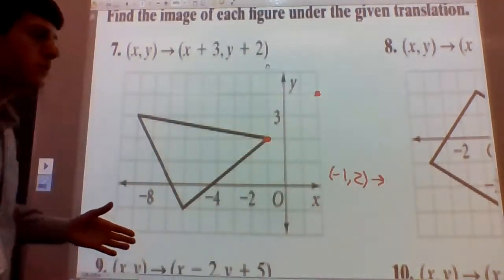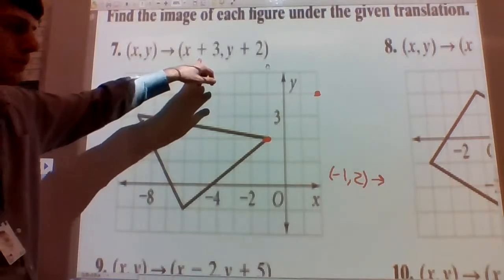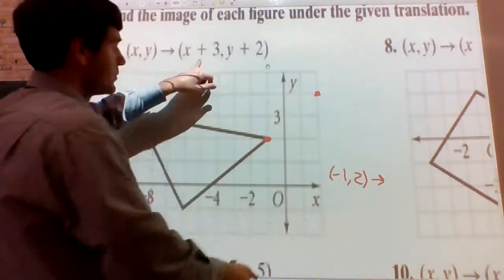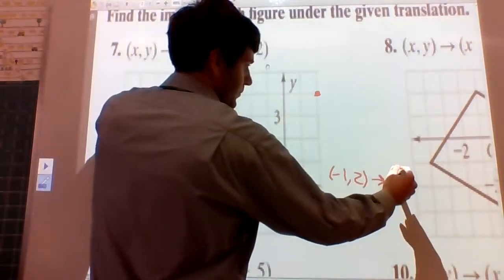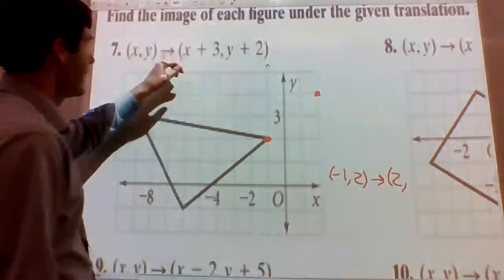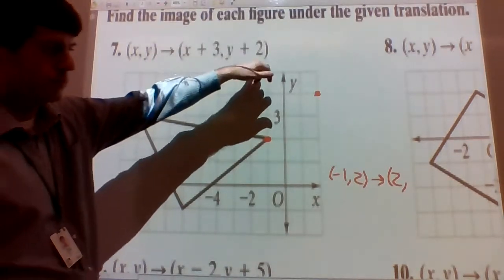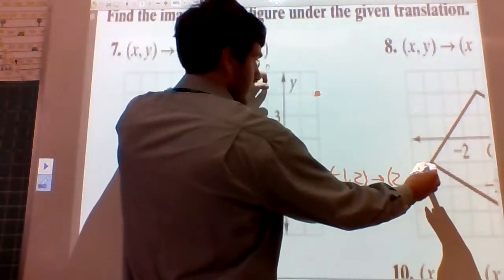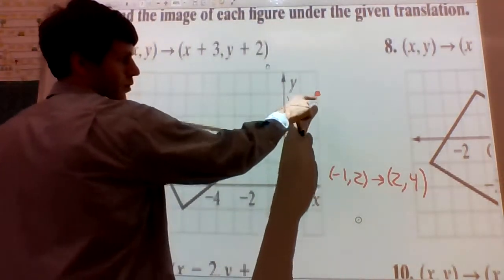The other way we can do this is we can put this into the mapping notation. So x gets mapped to x plus 3. So -1 is going to get mapped to -1 plus 3, which is 2. Okay. Y is 2, so 2 is going to get mapped to 2 plus 2, which is 4. And if we look, we should be at 2, 4, which is where we're at.